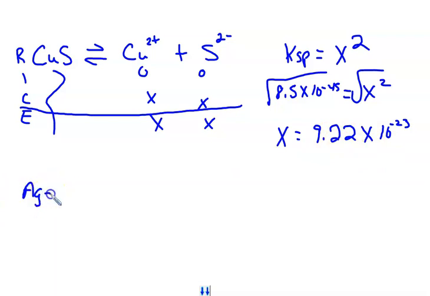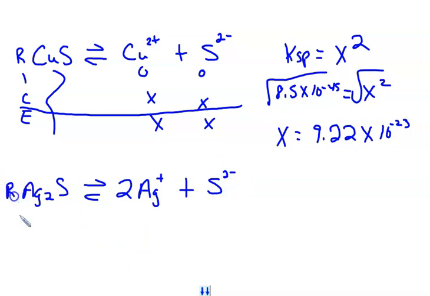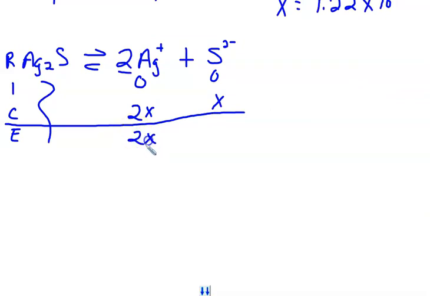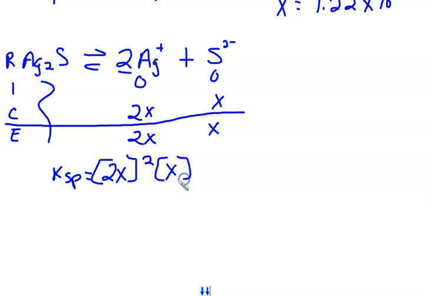Silver(I) sulfide, silver sulfide. You're going to get 2 silver ions, and you're going to get 1 sulfide ion. I'm going to show you RICE, but there's a pattern to this one as well. There's my dog barking. Alright, so we've got 0, 0. Can you see that there's a 2 here? So this is going to be 2x. This is going to be x. This is going to be 2x. And this is going to be x. So you're going to get your Ksp here to equal 2x, then it's going to be to the second power, because we doubled it and squared it, times x.